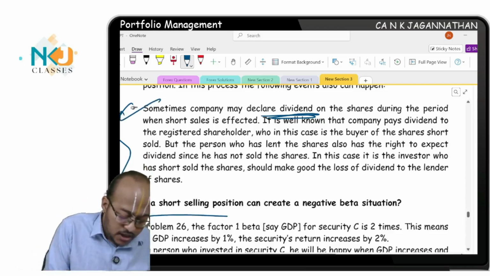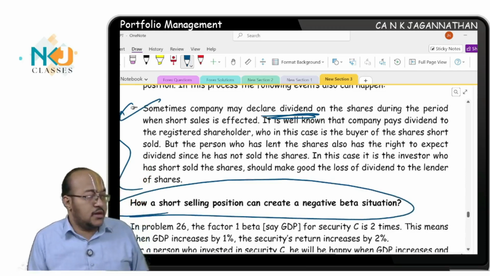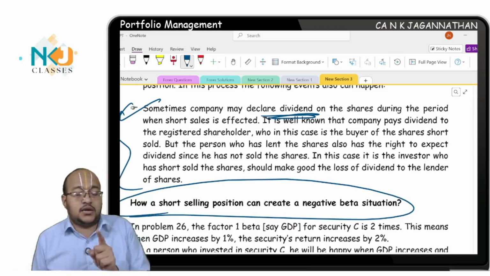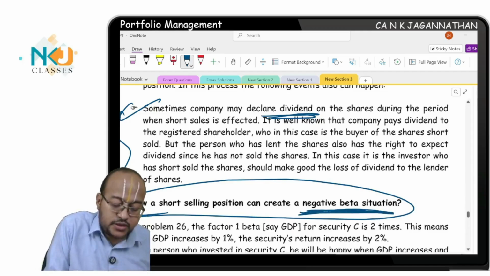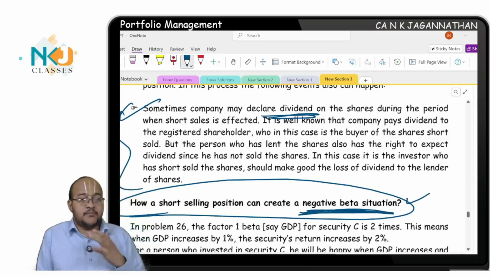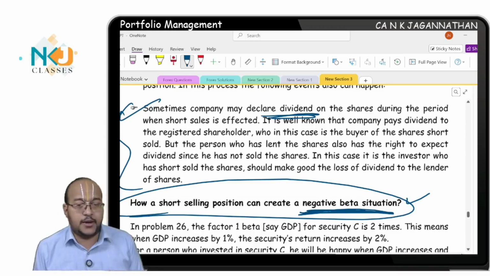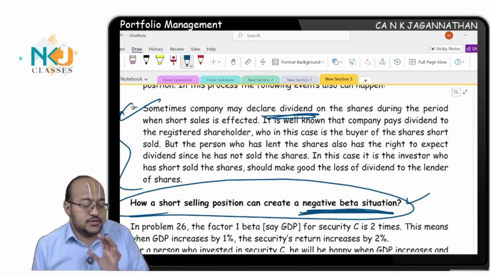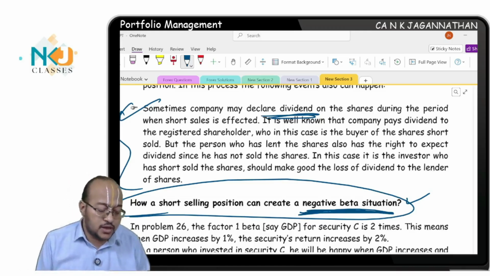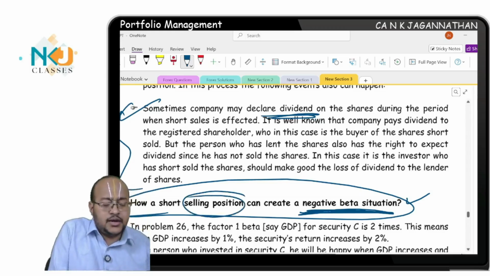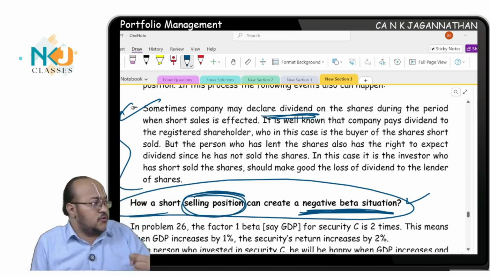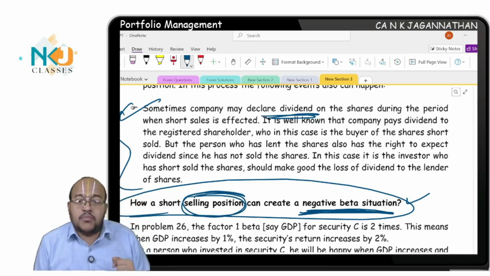Now come to the main discussion of this short selling. What short selling will create, you need to understand. This short selling will create a negative beta situation. This is a very, very unique concept in APT. I will not say this is APT related, but it can be linked to any other concept. The main difference we need to understand is between the short position and borrowing, which means you can borrow money. Short position is what? You borrow the shares.